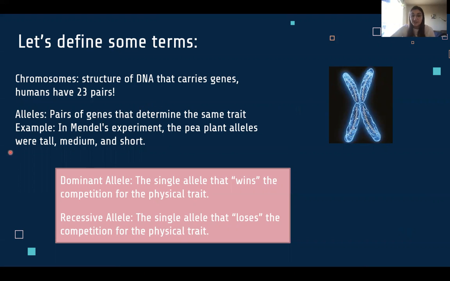Our dominant allele is the single allele that wins the competition for the physical trait. So in that example, the tall pea plants were dominant because the majority of them came out looking like that. However, as Mendel found, we can have a recessive allele show. This is a single allele that normally loses the competition for the physical trait, but we'll see later that sometimes these actually show in our final organism.